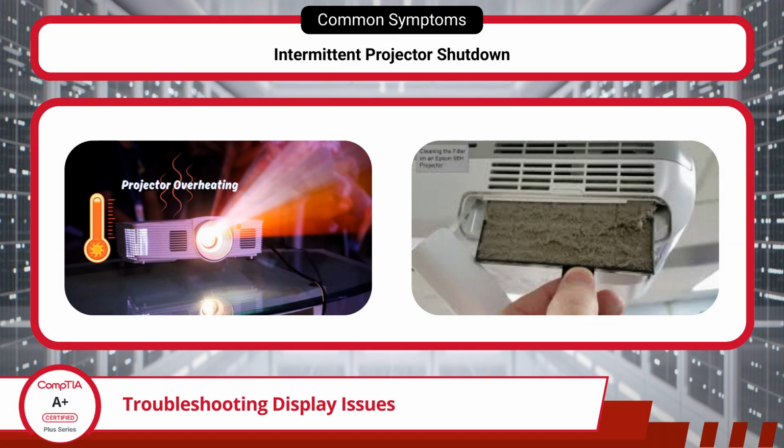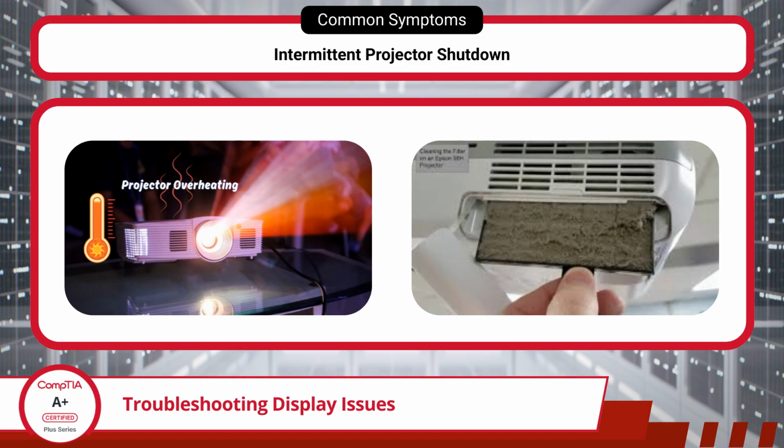When it comes to projectors, they tend to have some specific issues that users may encounter. One such issue would be intermittent shutdowns during operation. This unexpected powering off is often attributed to overheating. Overheating can be caused by the accumulation of dust and debris within the projector or a dirty air filter, hindering proper airflow and the effectiveness of cooling mechanisms.